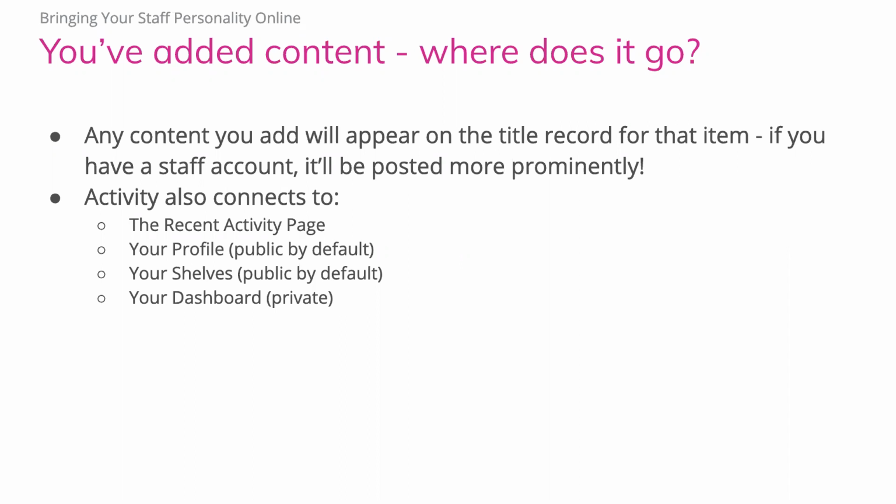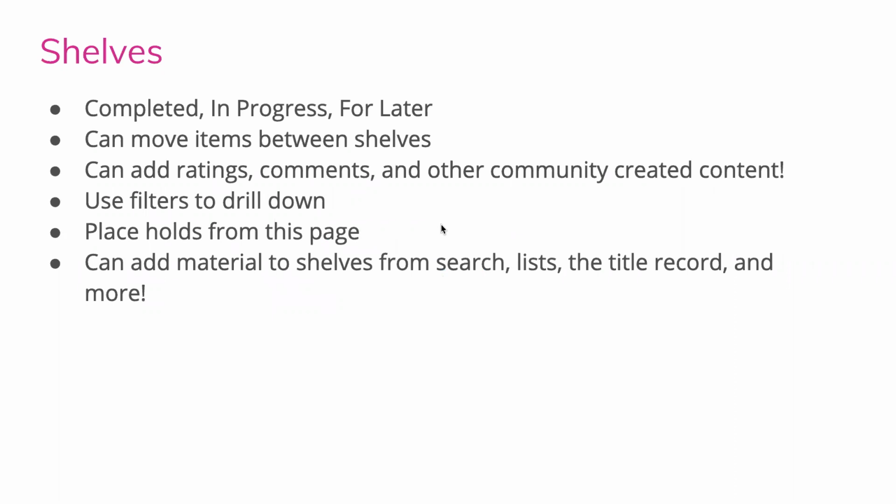Any content you add will appear on the title record for that item, as I mentioned, and it also connects to the recent activity page, your profile, which is public by default, your shelves, which are public by default, and your dashboard, which is private. Everyone has 3 shelves: completed, in progress, and for later. You can move items between shelves, add ratings, comments, or other community created content, use filters to drill down, place holds, and add material to shelves from search, lists, a title record, and basically anywhere you see a title.